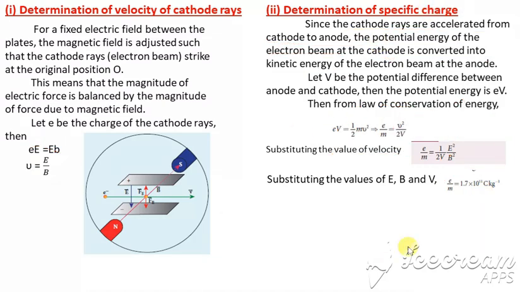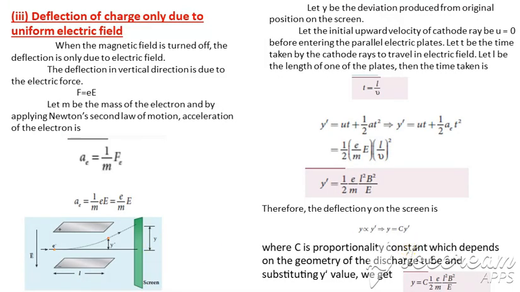Clear? So next, we are going to find the determination of charge only due to the electric field. Here we do not have the magnetic field; we are going to consider only the electric field. So what happens to the charge? When the magnetic field is turned off, the deflection is only due to the electric field. So if we turn off the magnetic field, what will happen? It will be deflected to some place, and that deflection we are measuring as y.